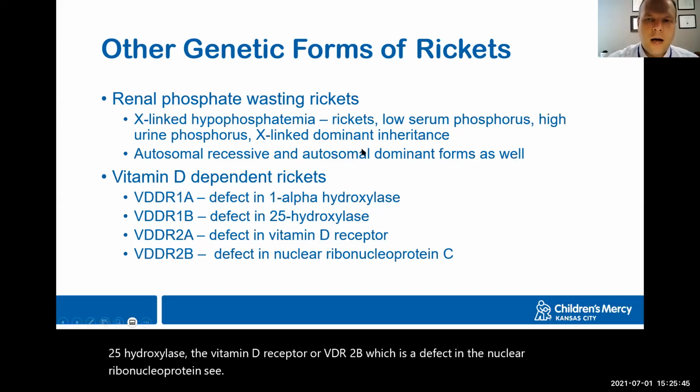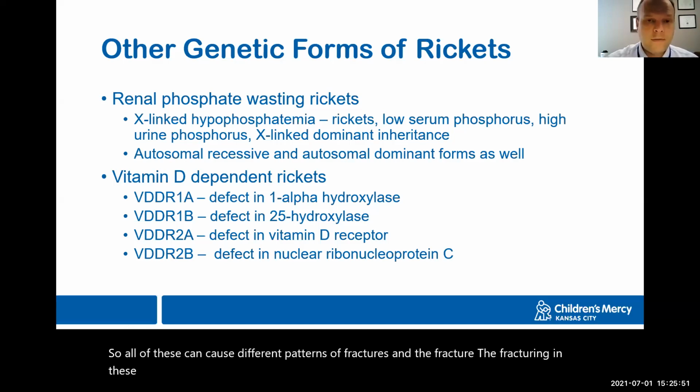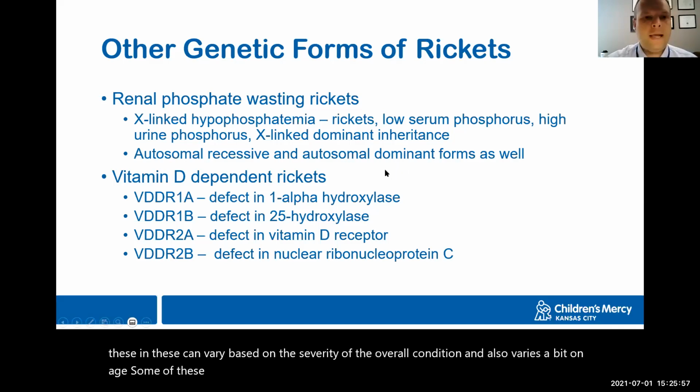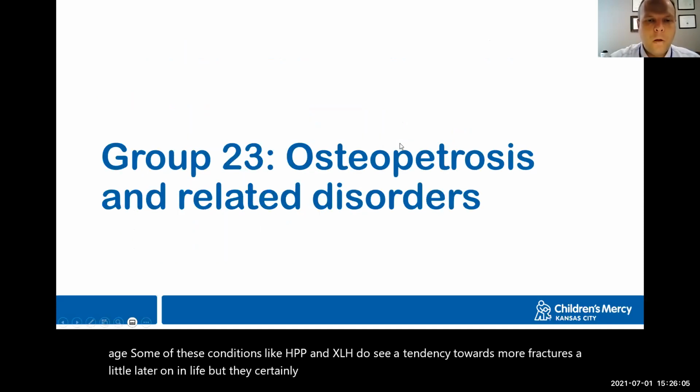So all of these can cause different patterns of fractures, and the fracturing in these can vary based on the severity of the overall condition, and also varies a bit on age. Some of these conditions, like HPP and XLH, do see a tendency towards more fractures a little later on in life, but they certainly can fracture as children as well.